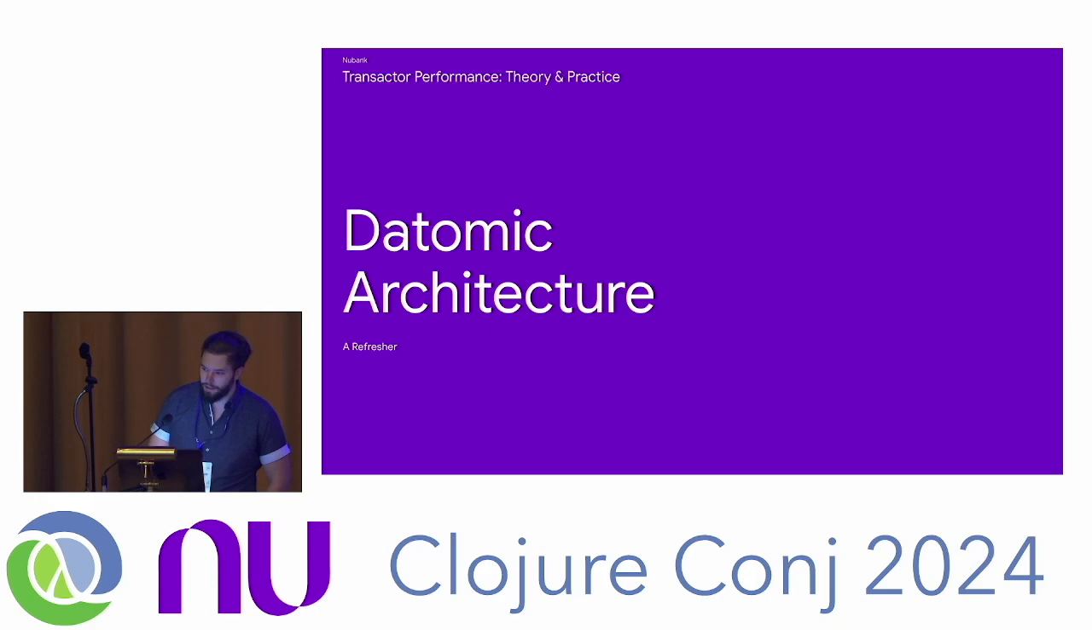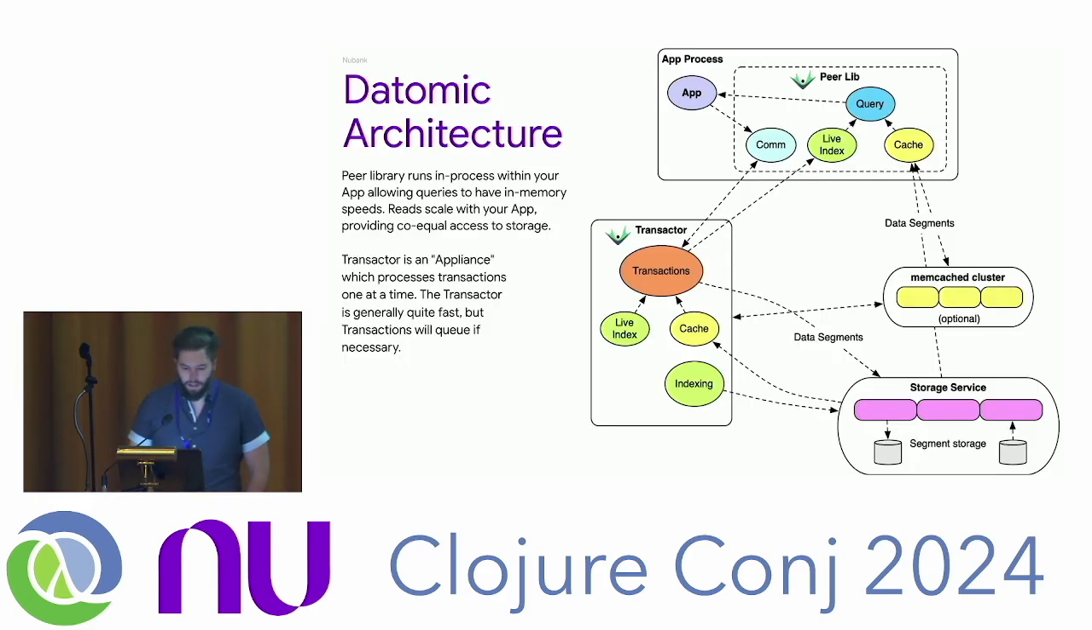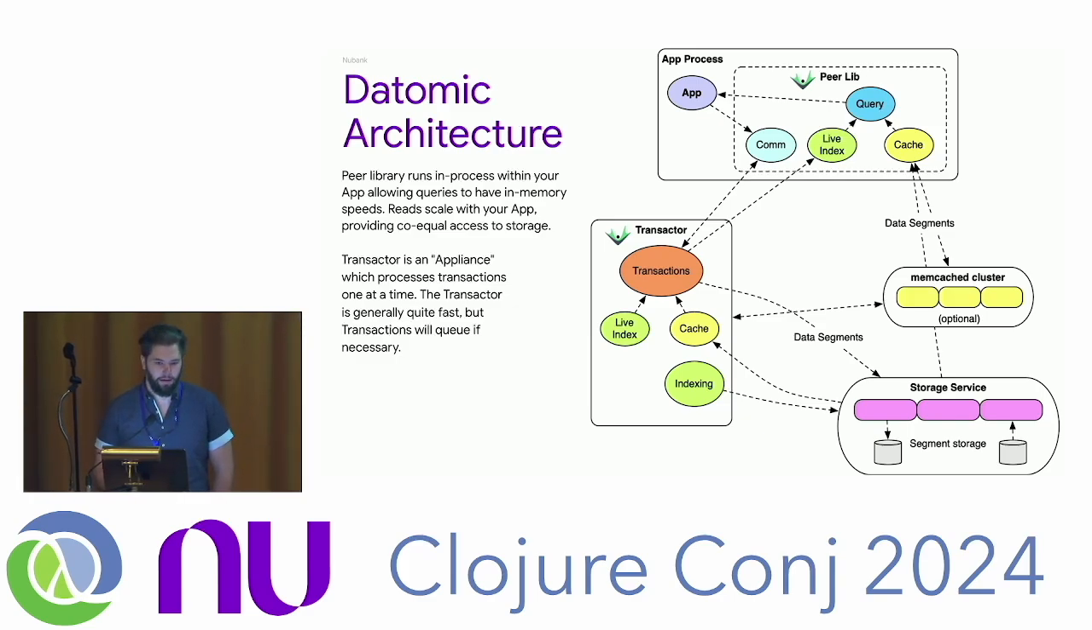So, Datomic's architecture at a super high level. With Datomic, we have something called a peer. The peer library runs in process with your app. So this is inside of your web server or inside of your batch process, whatever. But it's in process in your JVM co-located with your code. That means that queries have in-memory speeds and reads can scale with your app, providing co-equal access to storage. That's why they're called peers. So you do not need to go coordinate through some centralized system in order to perform your query.